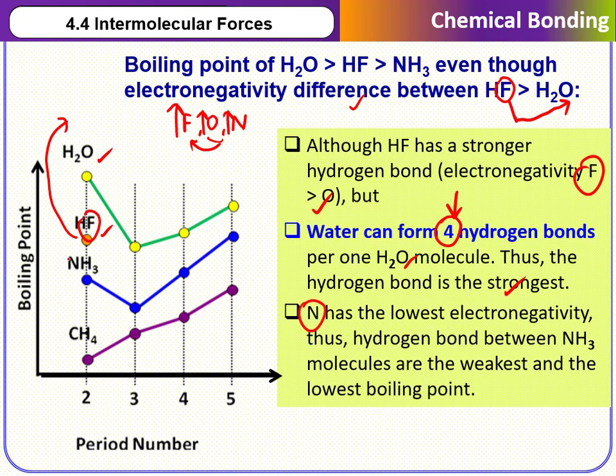While for the ammonia molecule, we know that nitrogen has the lowest electronegativity, thus the hydrogen bonds between ammonia molecules will be the weakest. As a result, ammonia will have the lowest boiling point.